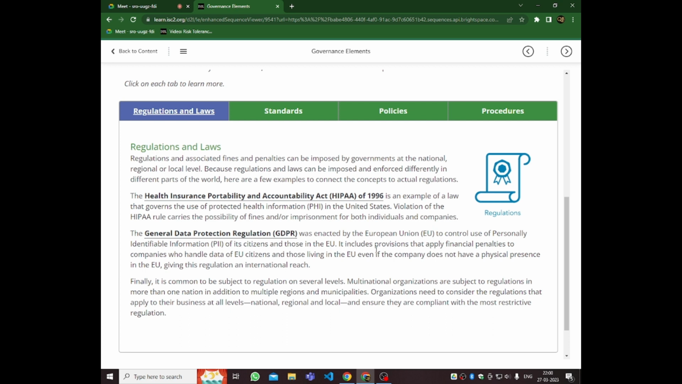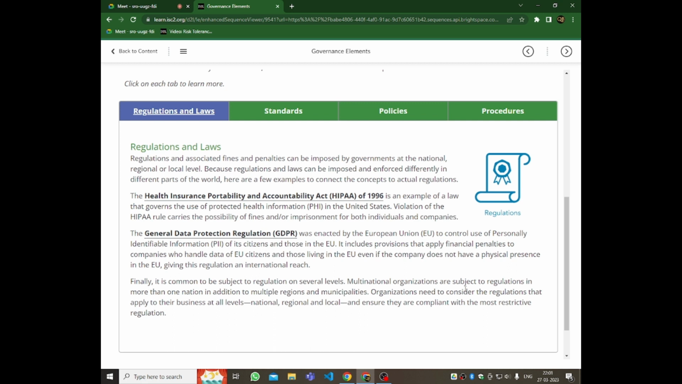It includes provisions that apply financial penalties to companies who hold data of EU citizens and those living in the European Union, even if the company does not have a physical presence in the EU, given the regulation's international reach. Finally, it's common to be subject to regulation on several levels.